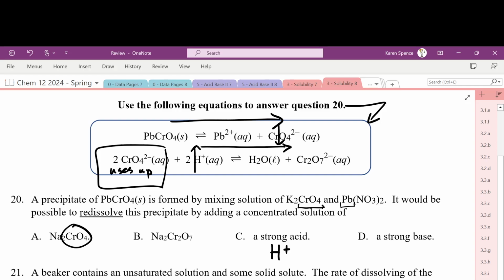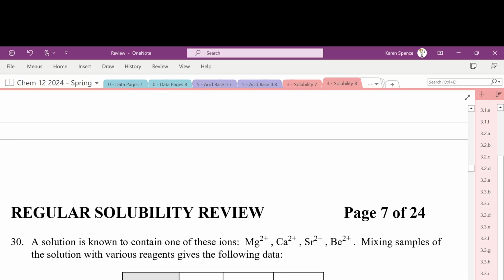In fact, if you ever do that lab, there is a lab where we do that, and no, actually not that one in particular, but there is a chromate lab where you get precipitate stuck to the side of the container, and you can get rid of it by adding strong acid. Okay, and we also wanted number 62.